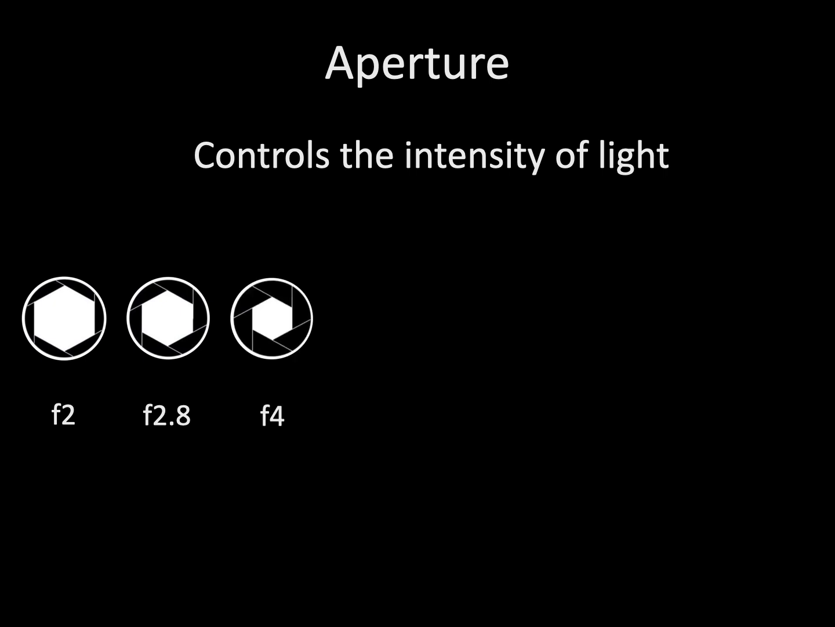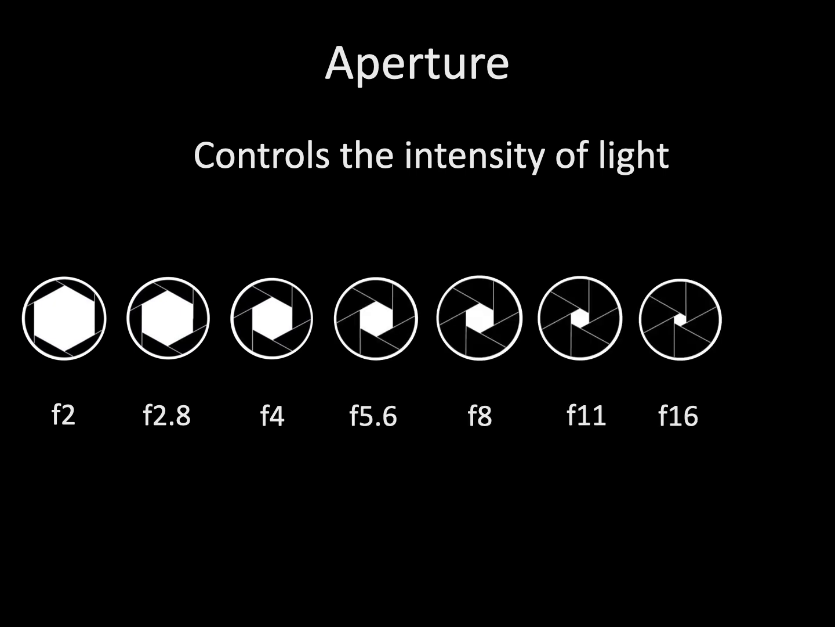The next value is f4, which is again half as much light as 2.8, and so on, all the way down through to f22. Now again, some lenses will have slightly different parameters. Some lenses will open up beyond f2 to 1.8, 1.4, 1.2, and so on, and some lenses will stop down smaller than f22 to f36 or whatever. But again, the relationship between these values is one full stop. So you're either doubling or halving the amount of light that you can receive onto the sensor.